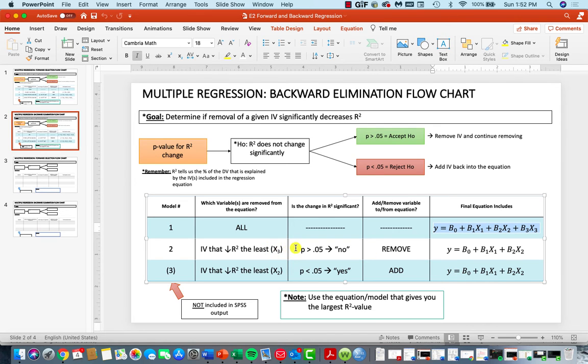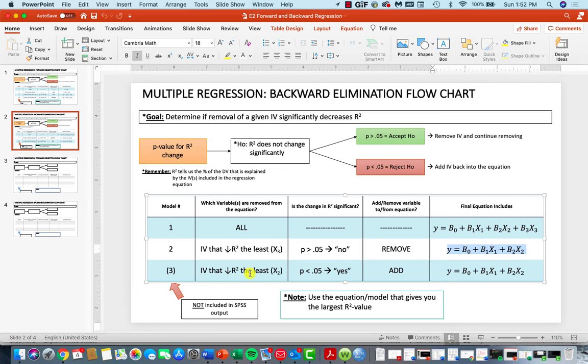Okay, so then we evaluate what is that change in R squared when we take out x3 from the equation. And we notice there's a p-value greater than 0.05 for the removal of x3. So we're saying x3 doesn't really significantly contribute to our prediction equation. So we're just going to leave it out, and then we end up with this equation without that x3 in there.